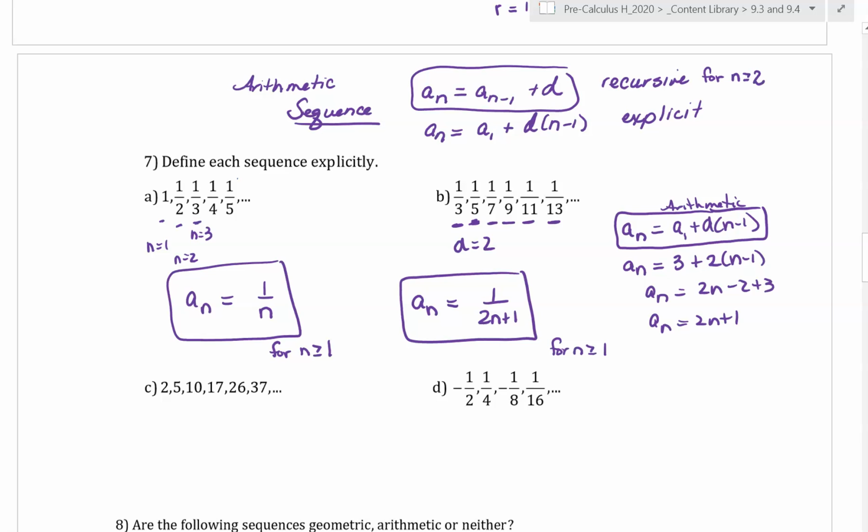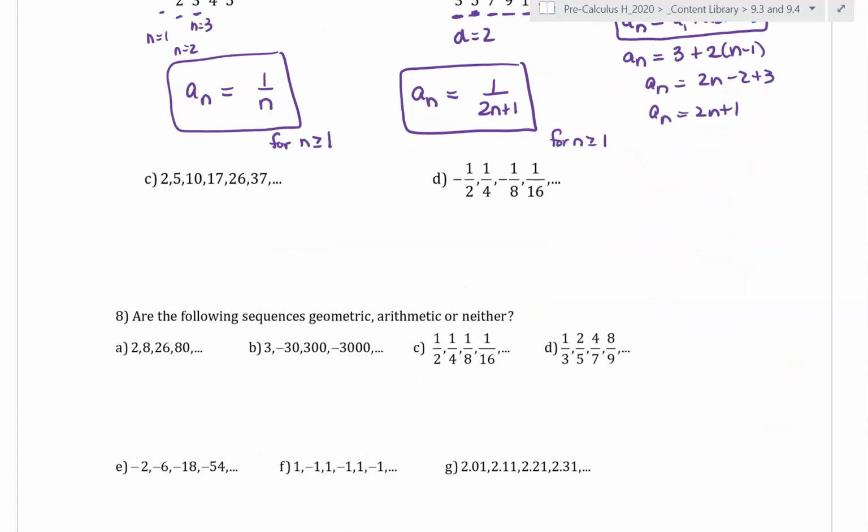Let's take a look at part C. So the first thing you would think of is whether C is arithmetic or geometric, and you realize it's not. So you might want to think about how you might describe it. We have the first term is 2, the second term is 5, the third term is 10, etc. So you might notice that the nth term could be described as n squared plus 1, which again is not either arithmetic or geometric.